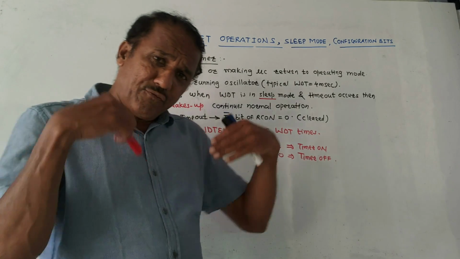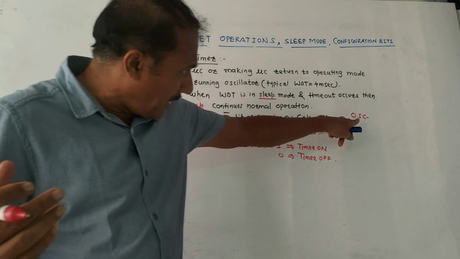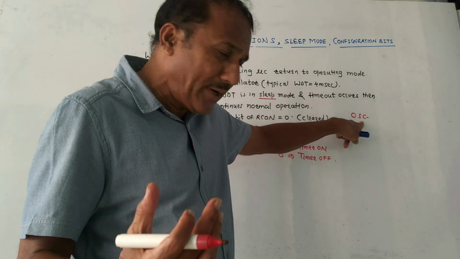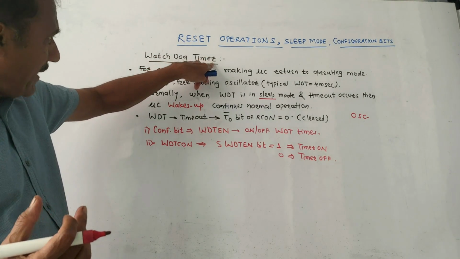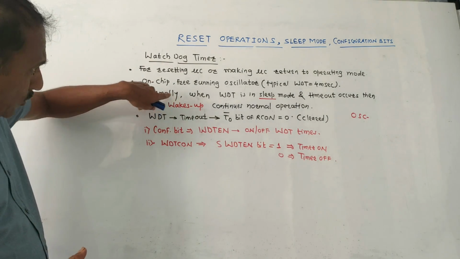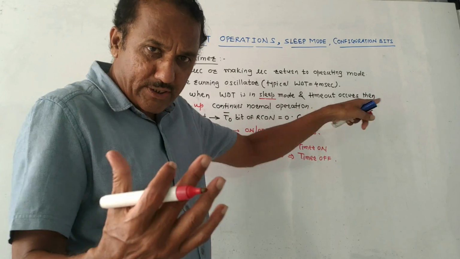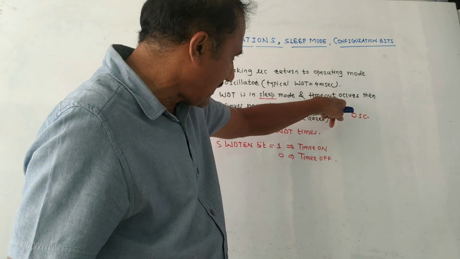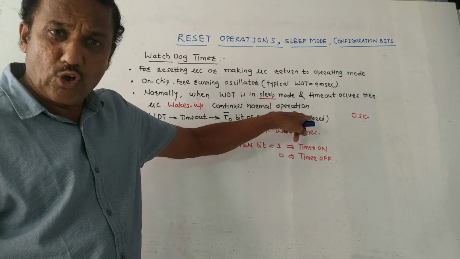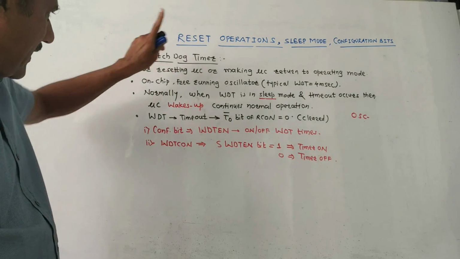And as I said, it is a free running oscillator, means जो oscillator pin है, OSC1 and 2, it is nowhere related to this oscillator pin. Even if the crystal connected to this is not operating, still this WDT timer, that is watchdog timer, will be in operating mode. Another important characteristic is, normally when WDT, that is watchdog timer, is in sleep mode, then timeout occurs, मतलब sleep mode का timing complete होने के बाद, once after the sleep mode, the timeout occurs, then the microcontroller wakes up and continues normal operation. तो जैसे मैंने बताया, resetting as well as restarting the microcontroller, this watchdog timer is used.